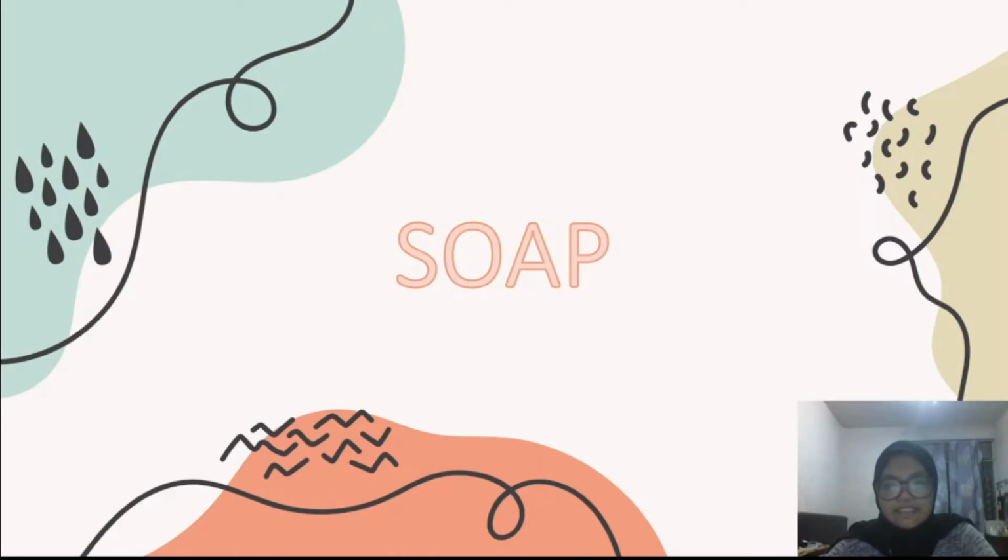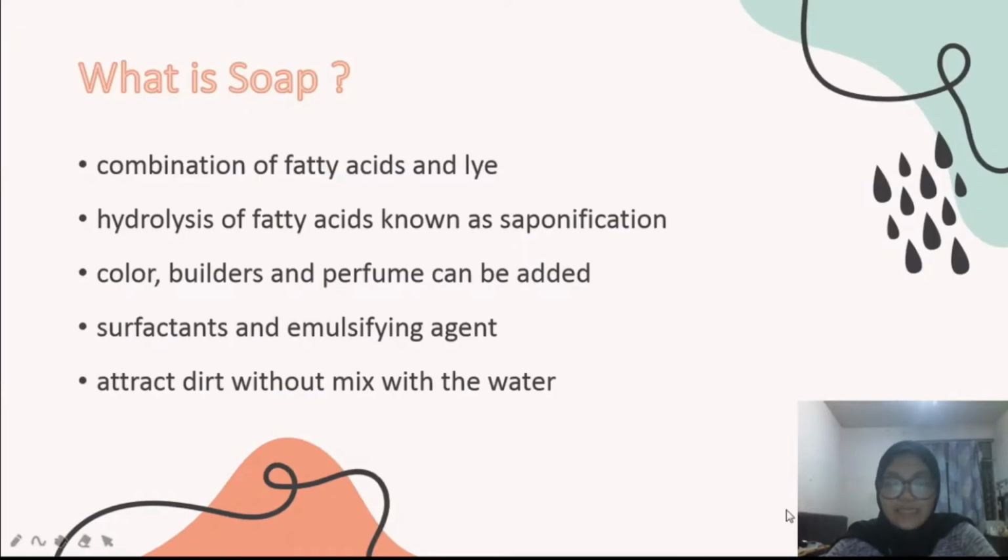Today I will talk about the introduction of soap. What is soap? Soap is a combination of fatty acid and lye. Soap is produced by the hydrolysis of fatty acid, which is known as saponification. We can add other materials such as color for aesthetic appearance, builder to boost the cleaning, and perfume for a pleasant smell. Soap is a surfactant and emulsifying agent.